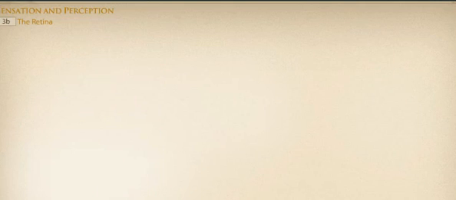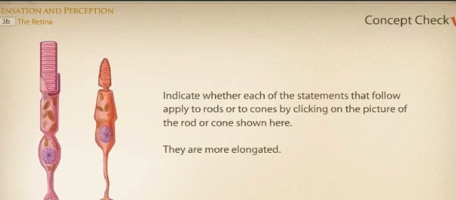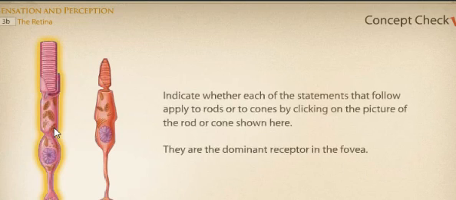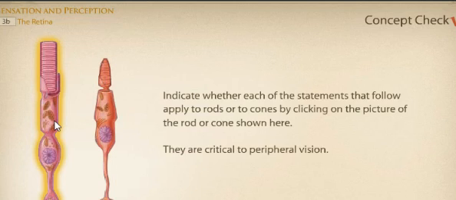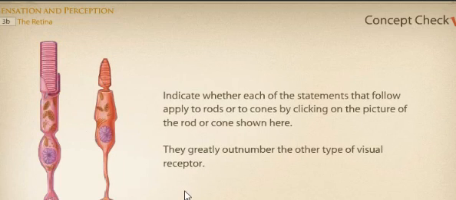So let's take a look at some of the things that we just discussed. Which of these would be the rod cell? More elongated would be the rod cell. Which of these would be the cone cell? The dominant receptor in the fovea, that would be here. Critical to color vision, cone cell. Critical to peripheral vision, rod cell. Outnumber the other type of visual receptors, so that would be rod cell.